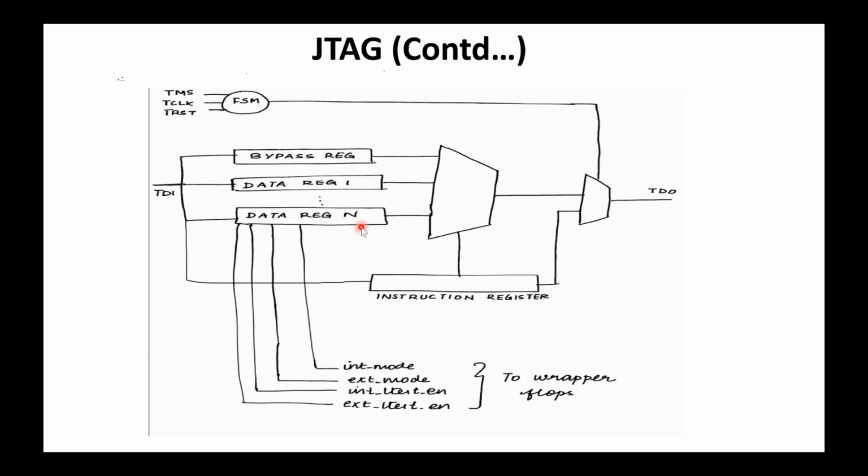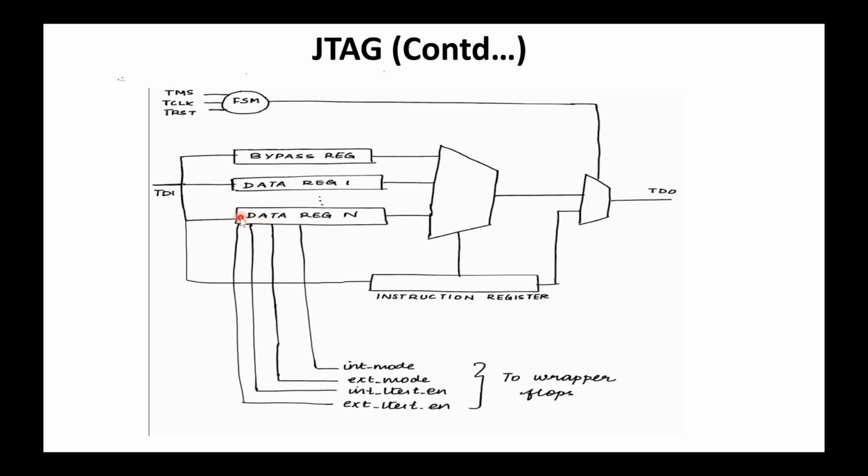Now during DR scan, the required value will be loaded into the data register, and the output of the data register will be controlling the signals. Whatever should be the value of these signals for that current mode. For example, if you are doing in test mode, then int mode will be equal to 1, ext mode will be equal to 0, in L test enable will be 1, ext L test enable will be 0.